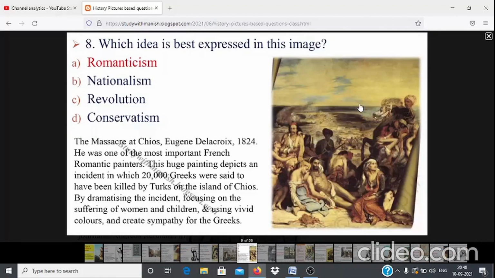Next question. Question number 8. Which idea is best expressed in this image? Options are A. Romanticism, B. Nationalism, C. Revolution, D. Conservatism. And the answer is Romanticism.